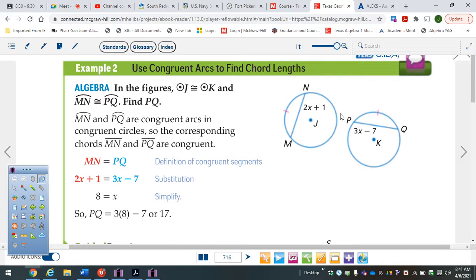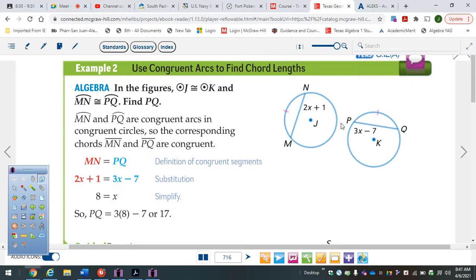Okay, so now, obviously, they always kind of throw algebra in here to make it very basic in the beginning, then we'll make it a little more interesting. In the figures right here, you see circle J is congruent to circle K. So these circles are congruent. We don't talk about their diameters, radius, areas, or circumference, they're congruent. And arc MN is congruent to PQ. I can see that with that one little line right there.